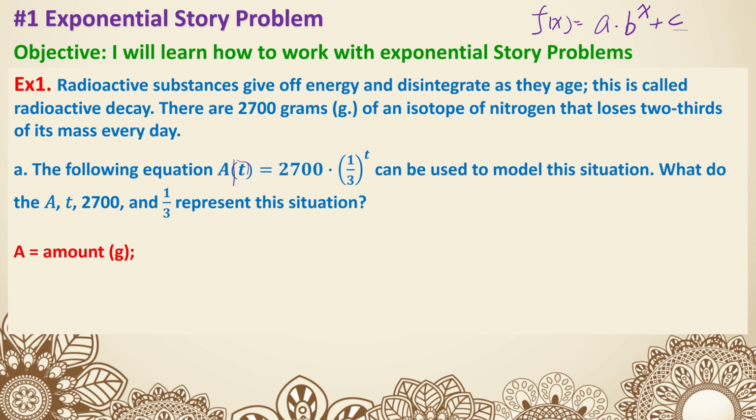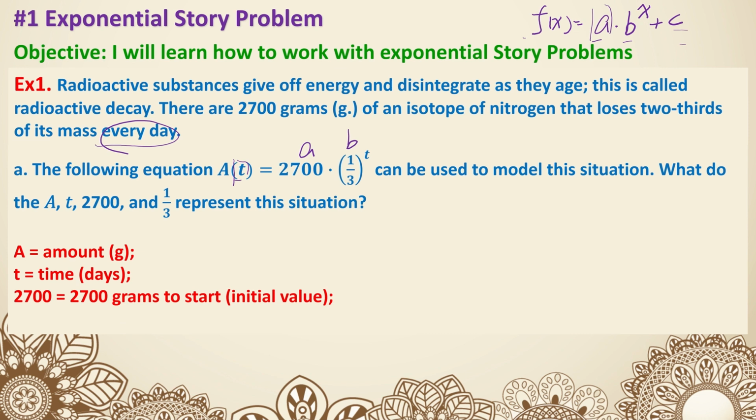t is pretty standard, typically represents the time, and in this case, it says every day, so t is time in days. If you compare with the equation, 2,700 is basically our a, 1/3 is basically our b. After writing the functions every single time in the previous lessons, we have also been writing down a represents the initial value and b represents the factor. So 2,700 is the initial value. It means 2,700 grams to start.